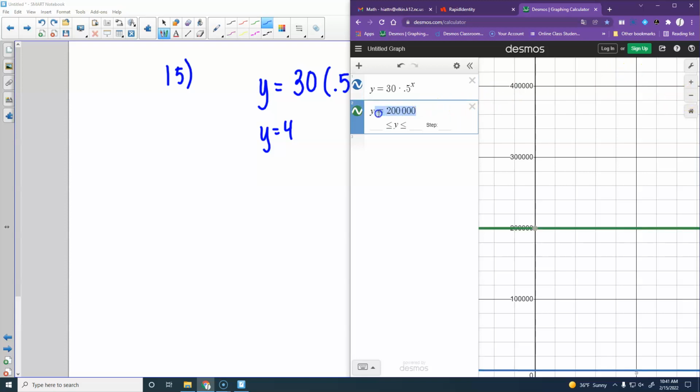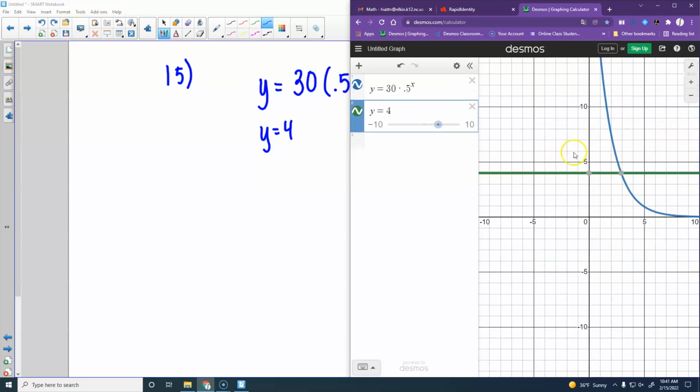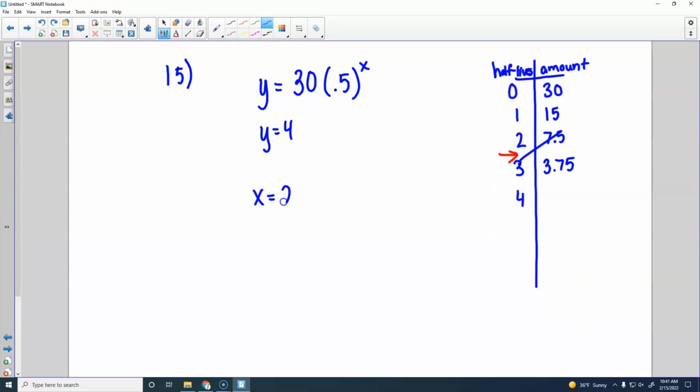And here we're going to just put 4. And I'm going to hit the home button so I can see it. And so I can see that those cross at 2.907. So x is going to equal 2.907.